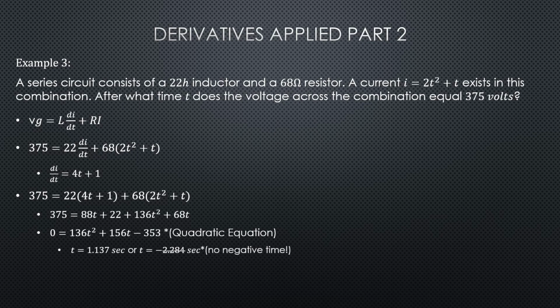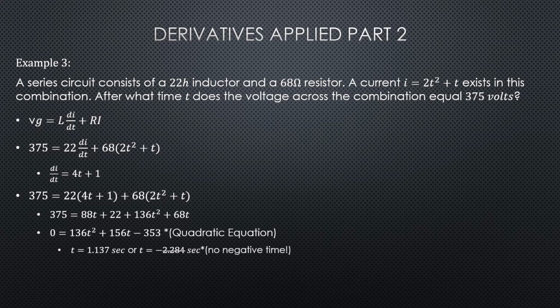Okay, example number 3. The series circuit consists of a 22 henry inductor and a 68 ohm resistor. The given current is I is equal to 2T squared plus T, and the question wants to know after what time does the voltage across the combination, which would be the VG, equal 375 volts. So we've got our VG formula from before, and we can put the 375 volts in for VG. We know that we've got a 22 henry inductor and a 68 ohm resistor, and that I is equal to 2T squared plus T. I take the derivative of that, put that in, multiply that into the 22 henries, and then solve it in terms of T.